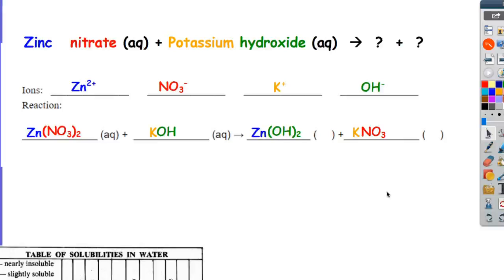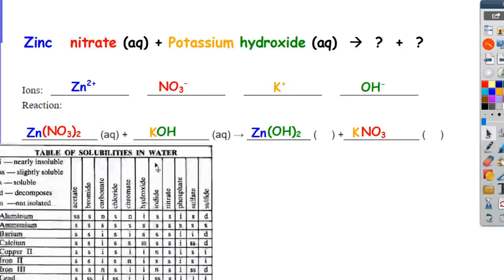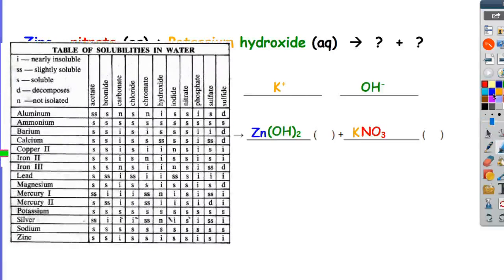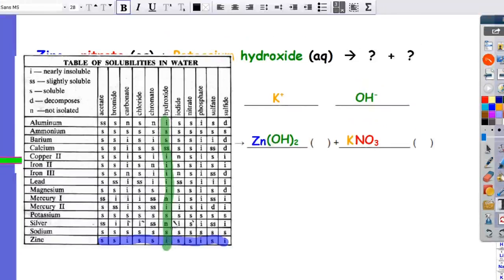Okay, let's find out if this reaction takes place, if these 2 products are actually formed. Bring up my solubility chart. Find zinc at the very bottom, find hydroxide right there in the middle. And my zinc hydroxide is an I. So an I stands for nearly insoluble, so that will be a solid. So now we know that the reaction does take place.